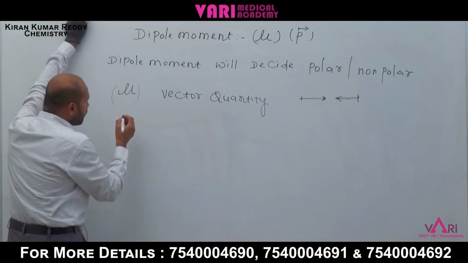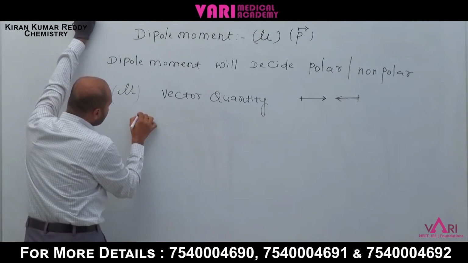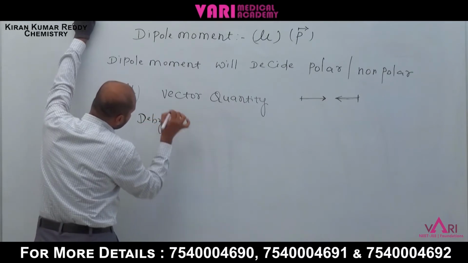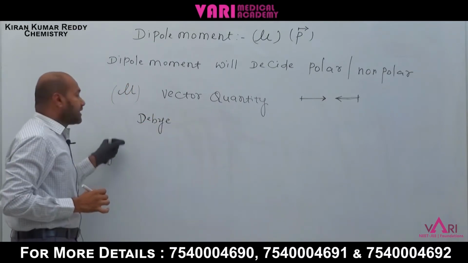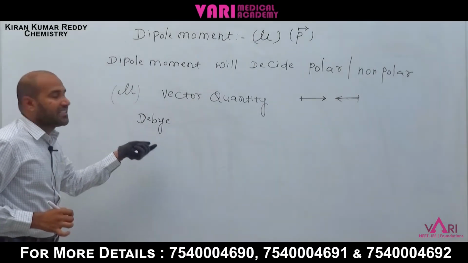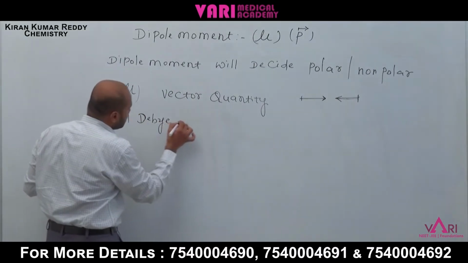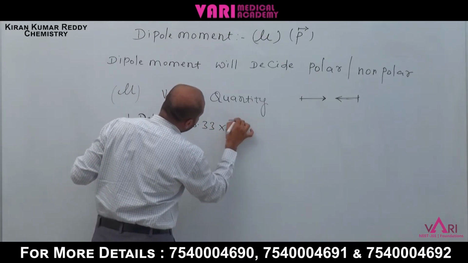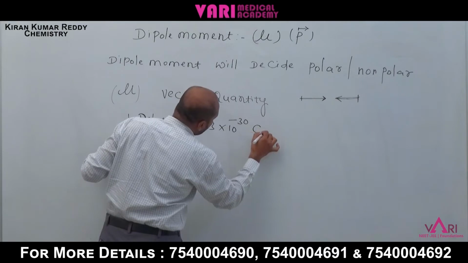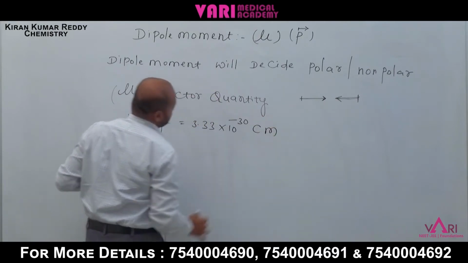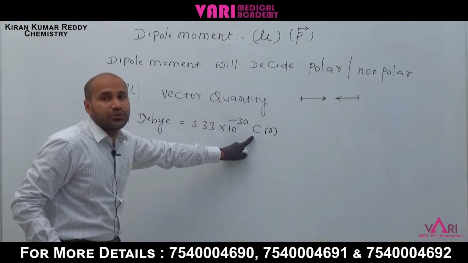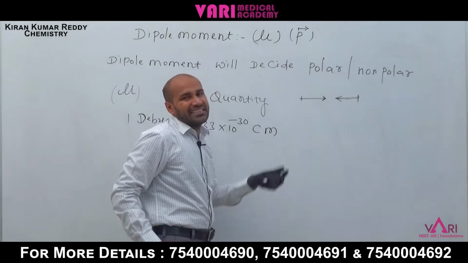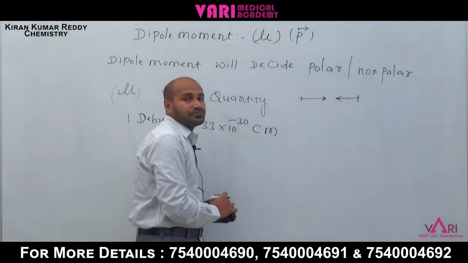Now for dipole moment, the unit is debye. Debye is the unit of dipole moment, and Debye is the scientist. 1 debye is equal to 3.33 into 10 to the power minus 30 coulomb meter. Coulomb, C, denotes charge, and M denotes the internuclear distance.